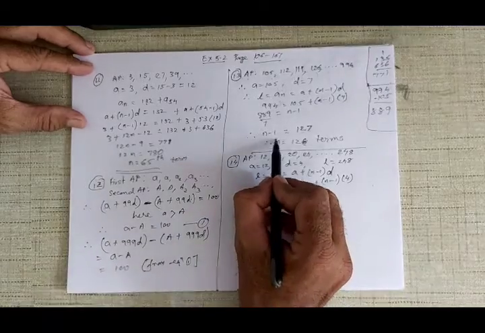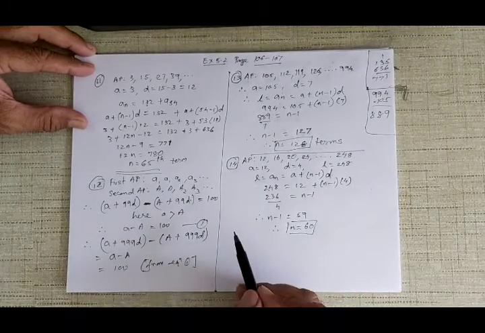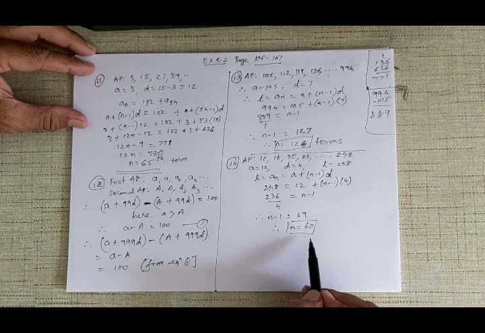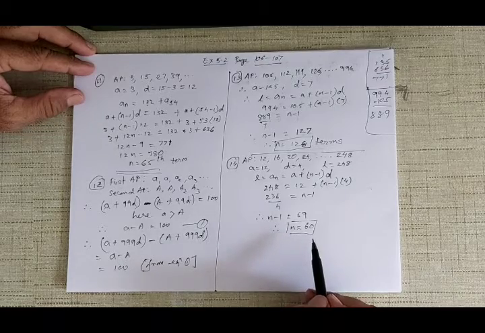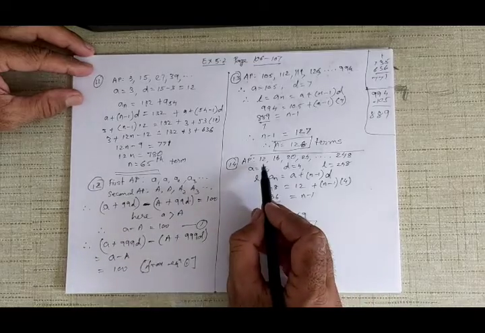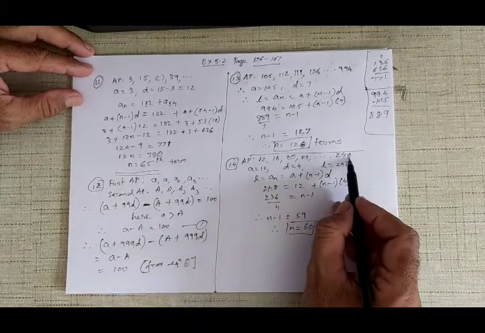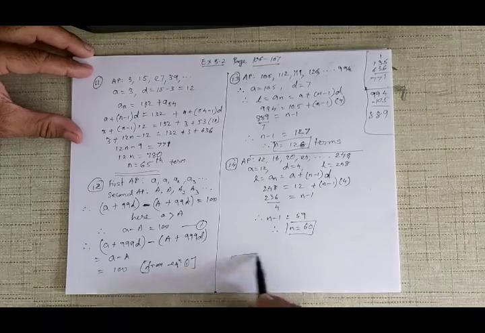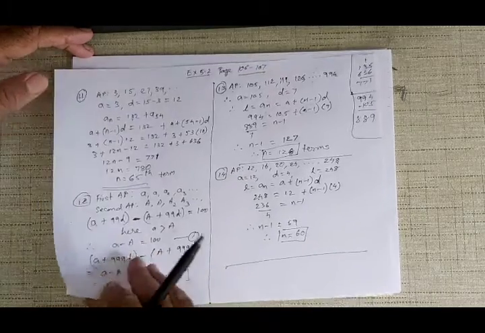Here n was equal to 60 terms. So 60 terms of this AP will lie between 10 and 250 and be divisible by 4. So that was number 14. Now let us do number 15.